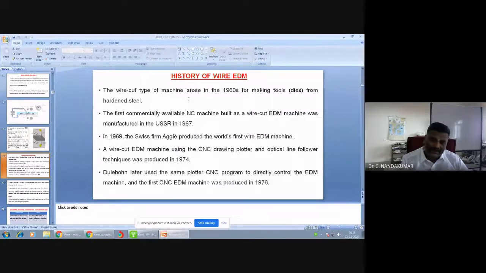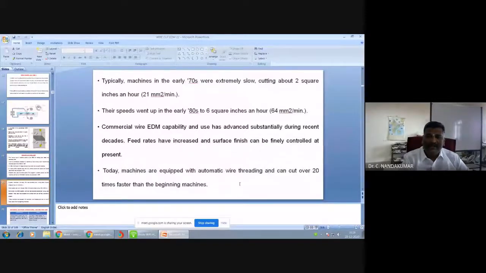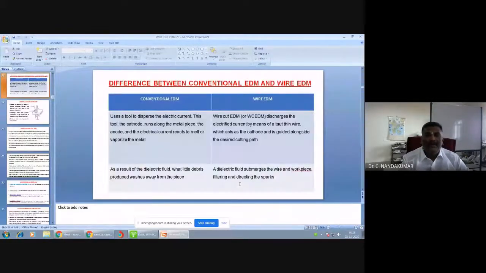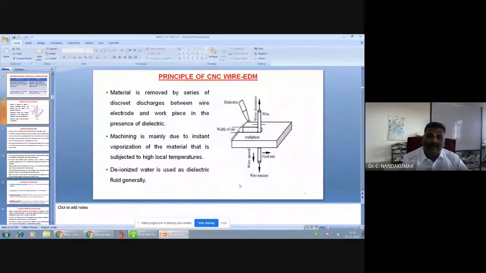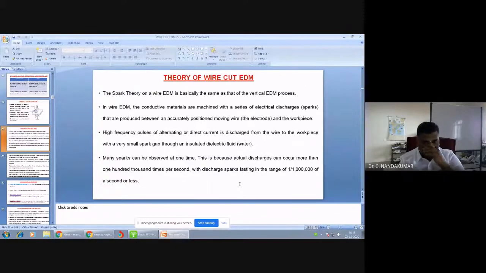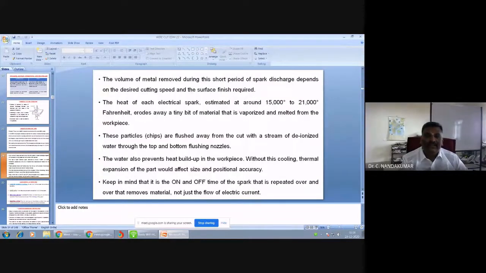But this era started in the 1960s, making tools for dies and hardened steel. The first commercially available NC wire EDM machine was built in 1967, and it was connected with the plotter and optical, that is 1974 and 1976. Typically, it has grown. This is the difference between conventional EDM and wire EDM. This is the material removal rate. The theories, no need, I will share it.